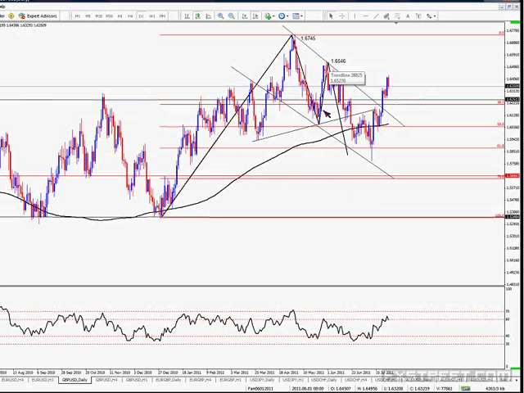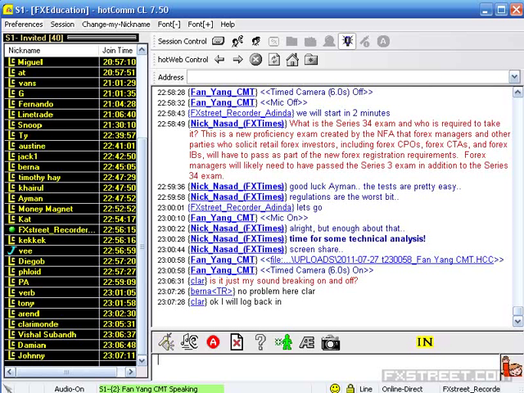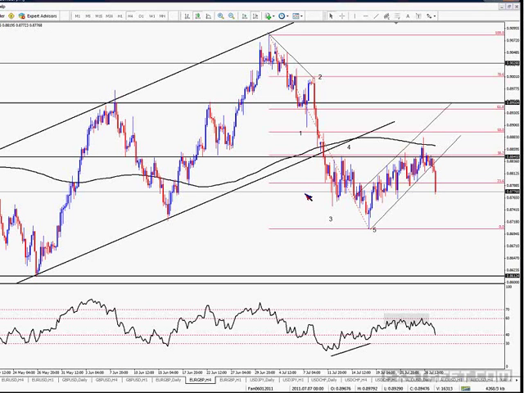Okay, so let's move on. Nice and quick. Okay, so euro pound. Let's go to the 4-hour chart. Okay, this is a classic technical bearish continuation type of signal here.